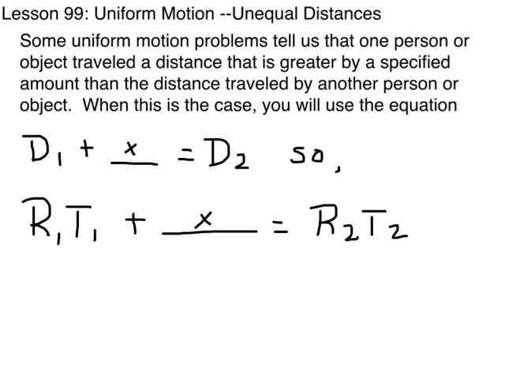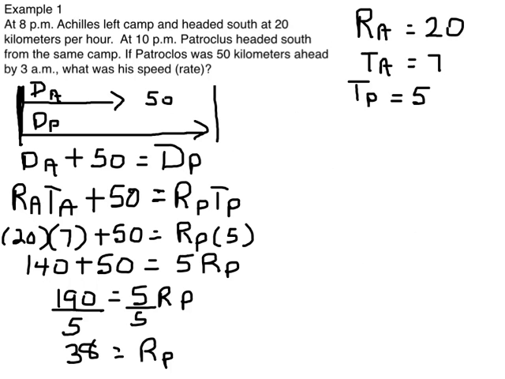So basically, the distance of the first plus some specified amount is going to be equal to the distance of the second. And since we know that rate times time equals distance, what we're going to substitute in is rate of the first times time of the first plus this specified amount is going to equal the rate of the second times time of the second. So let's go ahead and do some examples, and then we'll do 2 practice problems.